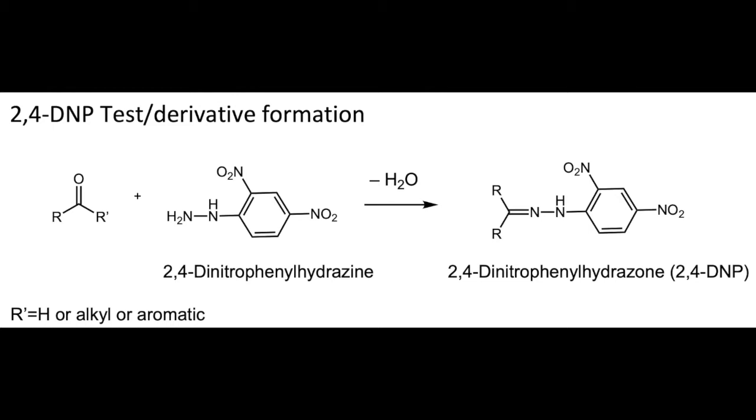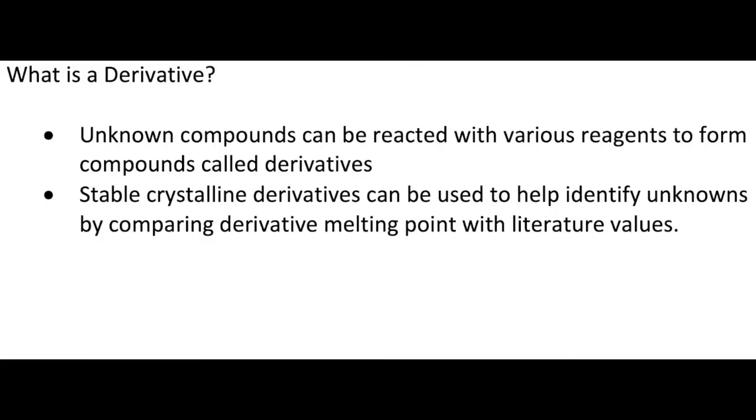The derivative that is formed is called 2,4-dinitrophenylhydrazone. Unknown compounds can be reacted with various reagents to form compounds called derivatives. Stable crystalline derivatives can be used to help identify unknowns by comparing the derivative melting point with literature values.